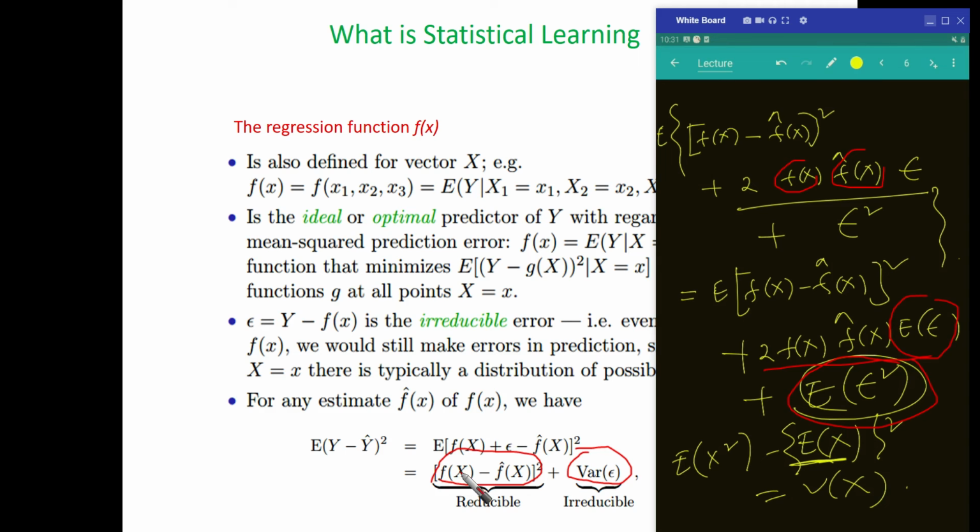simply the true function subtracted by the estimated function. So this error we can't reduce and can't avoid, because it comes from randomness and from the error term. But this one we can reduce if we have a better model, so that this one will be closely approximated by that one. That's why we say this is reducible error and this is irreducible error.